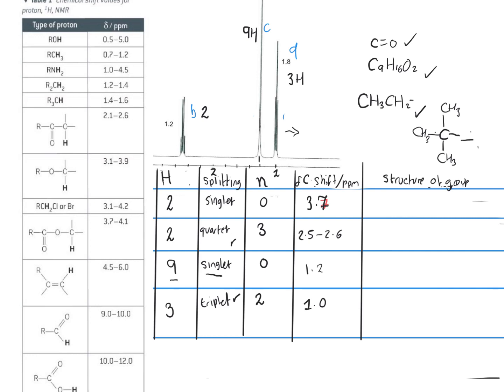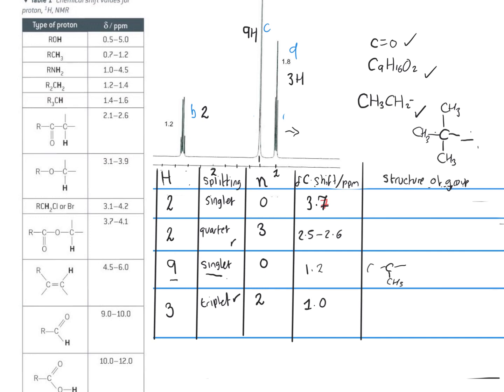So using all of this data, you've almost answered the exam question because you've told the examiner about the number of nearest neighbours and the splitting pattern. So what we can do from this is build up some information. I'm going to go for the easiest one. The group at 9 is definitely going to be a singlet, and we know already that it's the 3 methyl groups attached to a carbon.